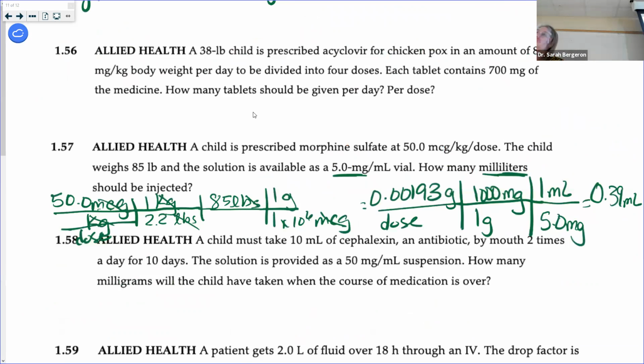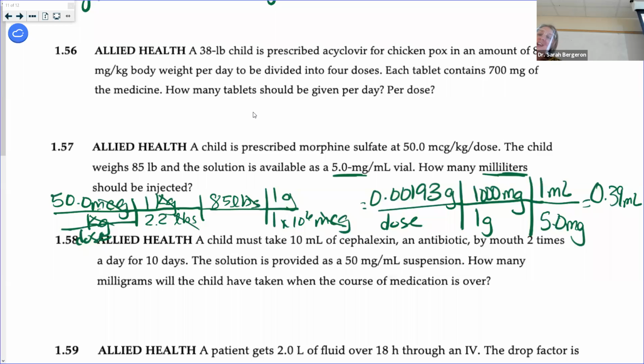All right, here's another one. This gets a little more complicated. A 38-pound child is prescribed medication for chicken pox in the amount of 80 milligrams per kilogram of body weight per day to be divided into 4 doses. There can't be more information in one sentence than that. Each tablet contains 700 milligrams of the medicine. How many tablets should be given per day per dose? You have to be able to do this. This is real life.